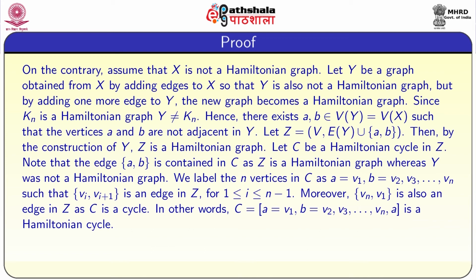Note that the edge ab is contained in C, as z is a Hamiltonian graph, whereas y is not a Hamiltonian graph. We label the n vertices in C as a equal to v1, b equal to v2, v3 and so on up to vn, such that vi comma vi plus 1 is an edge in z for 1 less than or equal to i less than or equal to n minus 1. Moreover, vn comma v1 is also an edge in z as C is a cycle. In other words, C equal to a v1, b v2 and so on, vn a is a Hamiltonian cycle.